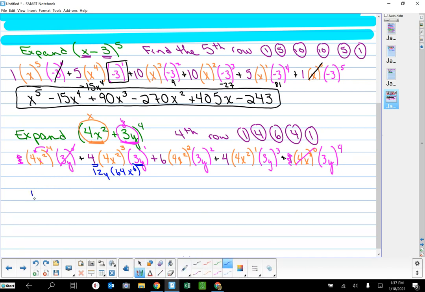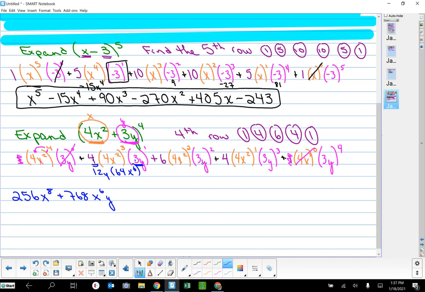Actually, let me move this down a step. So I have 256x to the eighth. And then, 4 times 3y is the 12y. 4 cubed is 64. x squared cubed is x to the sixth. I have a boo-boo in my notes. So that's going to give you 768x to the sixth y.